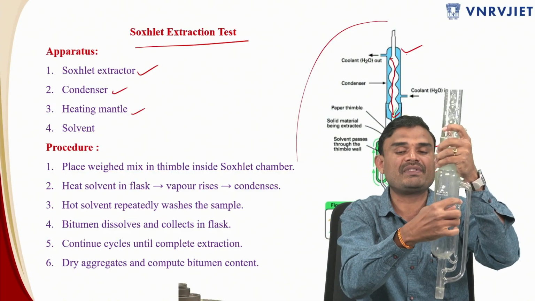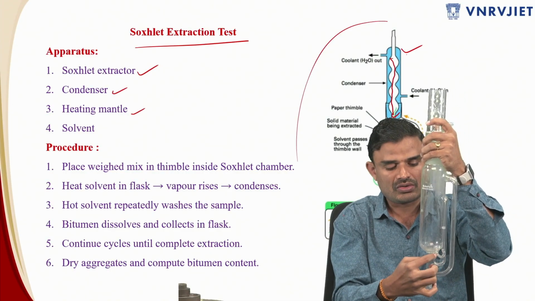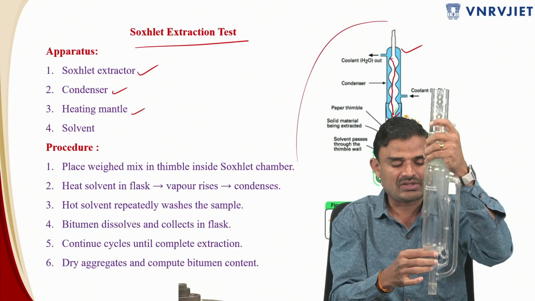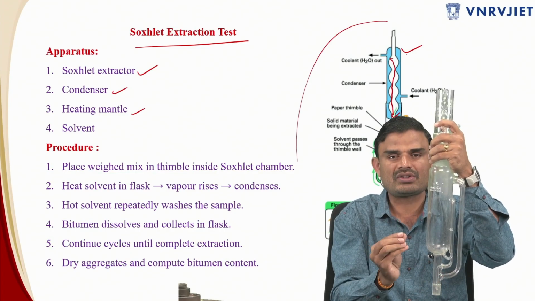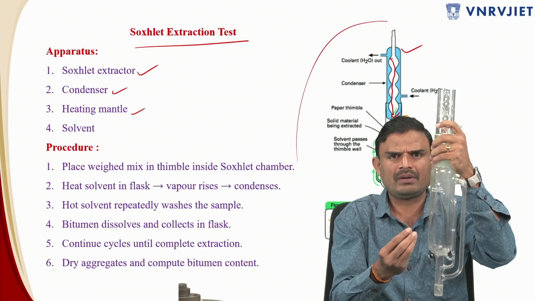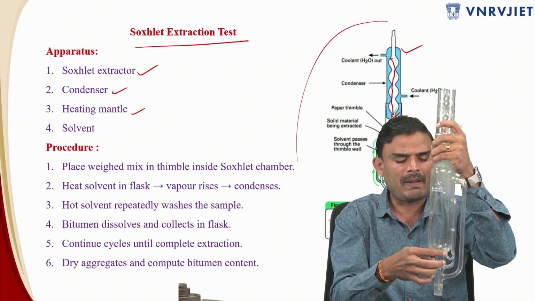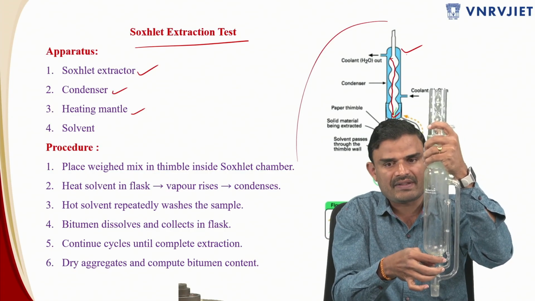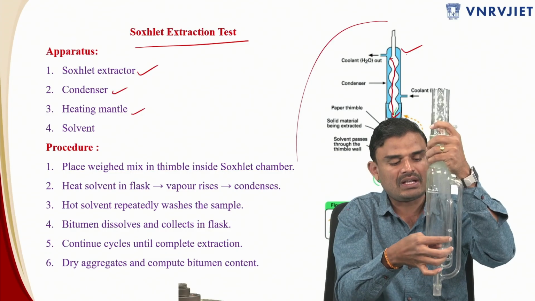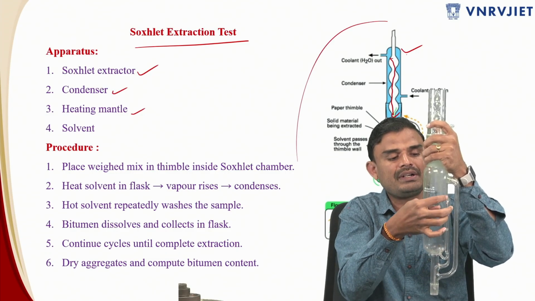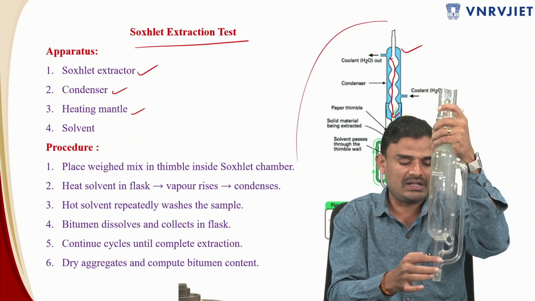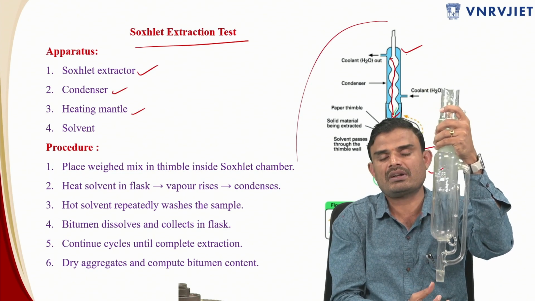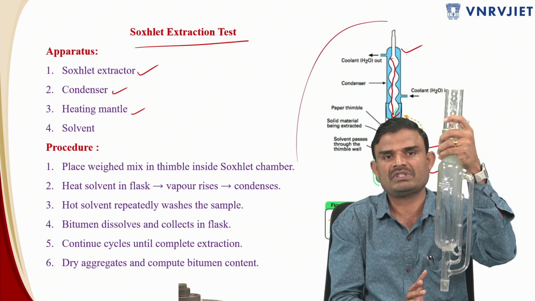By siphonic action, the toluene you are adding dissolves the bituminous mixture and comes out of the paper thimble, because that is very soft and the solvent can pass outside of the paper thimble. It rises up to the top of this, then comes back in the reverse way, and goes directly into the glass or conical flask provided at the bottom. Very simple.